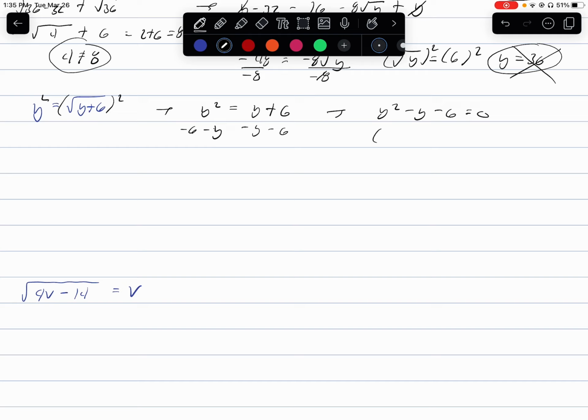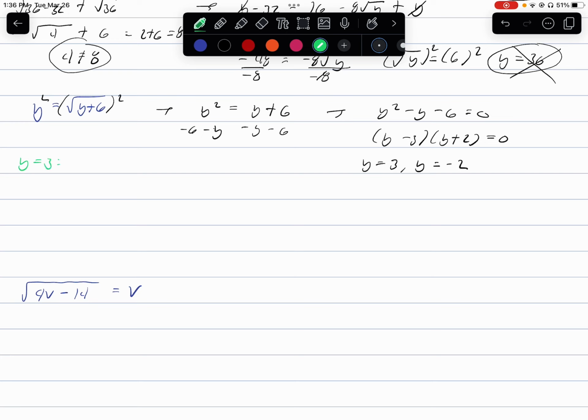So this should become y minus 3 times y plus 2 is equal to 0. So we have y equals 3, y equals negative 2. And these are two possible solutions for this equation. And we have to check both of them. That's very important that we actually check both of them. So let's plug in y equals 3. Let's start there.